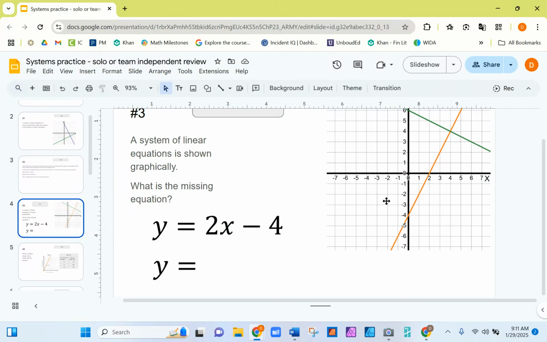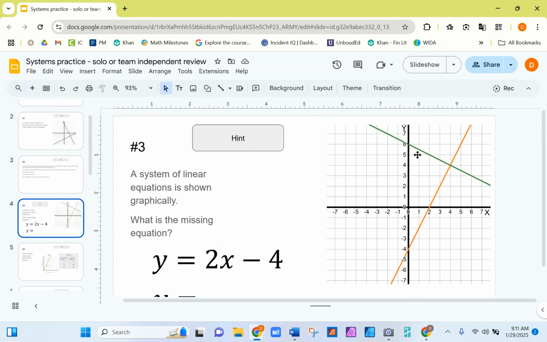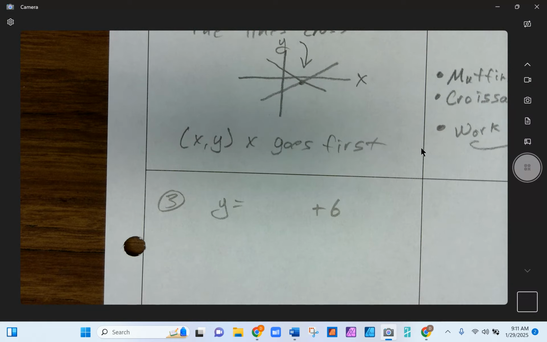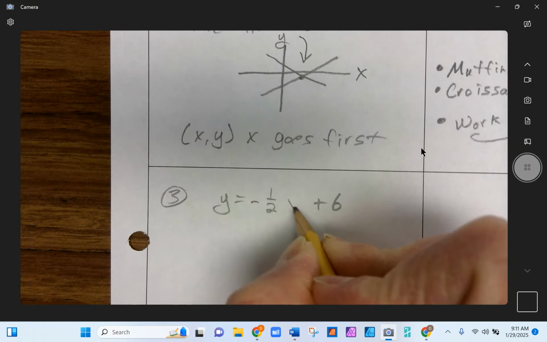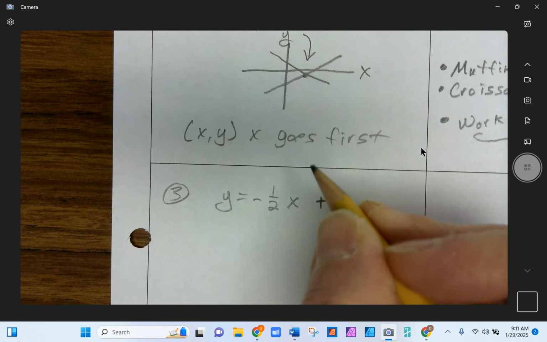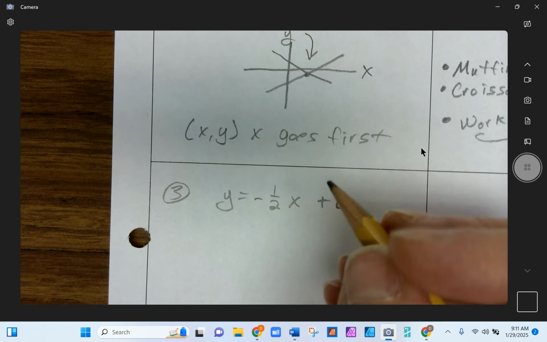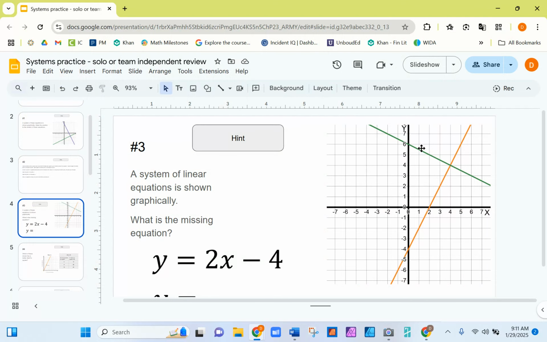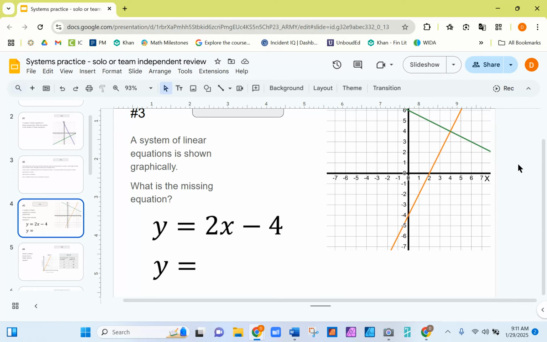And then I got to figure out the slope. So if I look here, I start here and I go to here. That means I'm going down 1 and right 2. Since this is a decreasing slope, I go down 1, right 2. That's -1/2. Don't forget your x, and then that's going to be your missing equation for this one, right? So what I would write on something for this one, I would say, find your y-intercept and then find your slope, right?